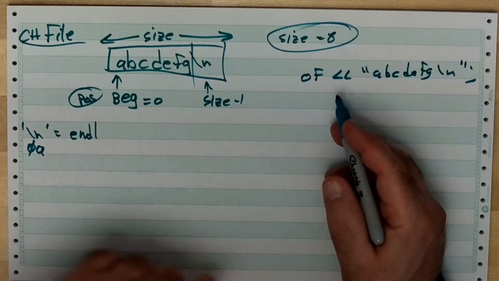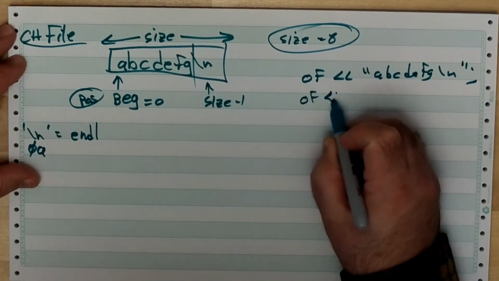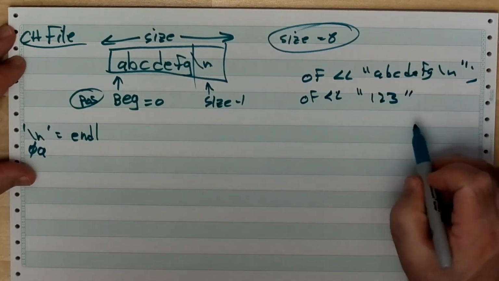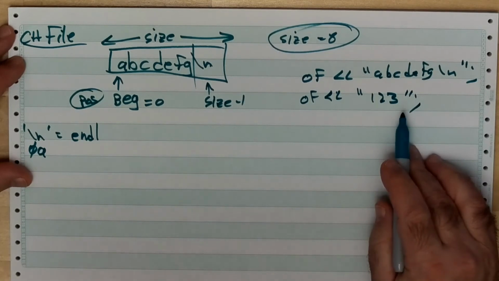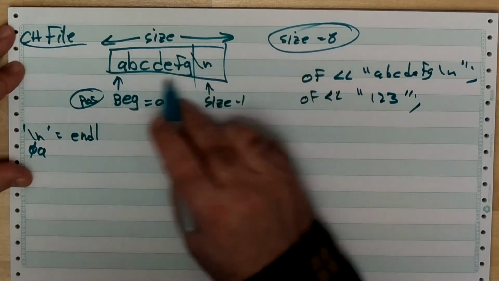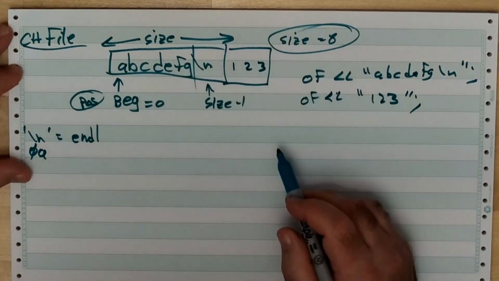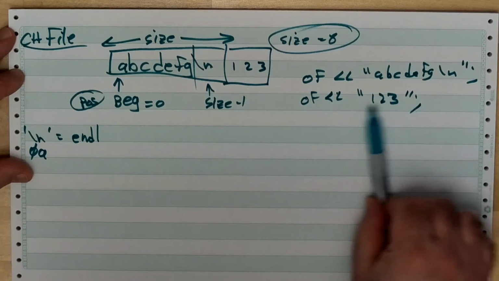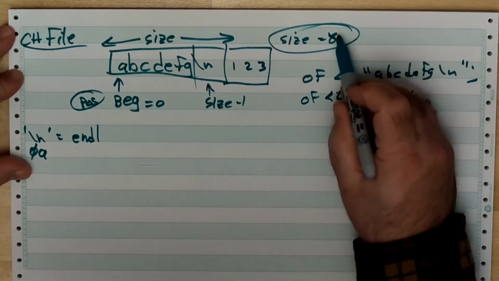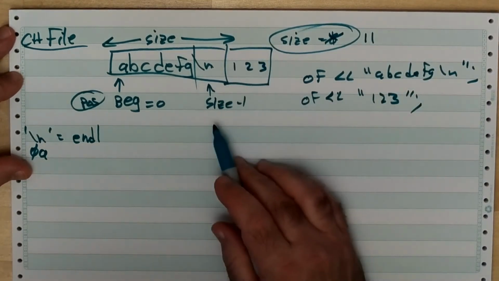It's early. Forgive me. Okay, so if I then wrote to OF, insert 1, 2, 3, and I don't put an end of line on there, then what happens is this 1, 2, and 3 will be concatenated to the end of this. Okay, at which point the size will grow by 3 characters. Now size would equal 11. And it would reach to the end of this whole thing.